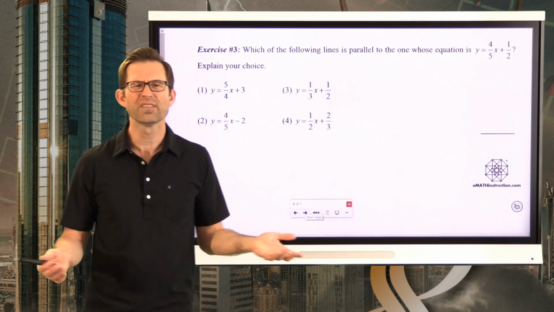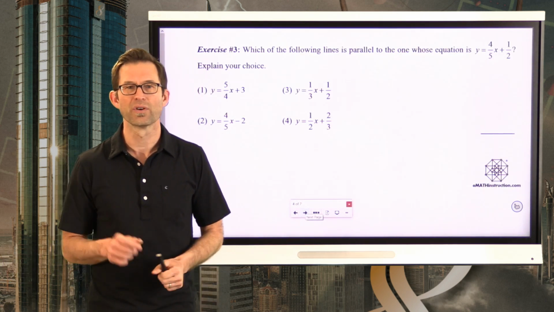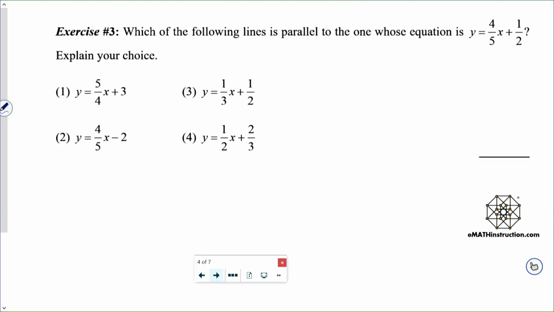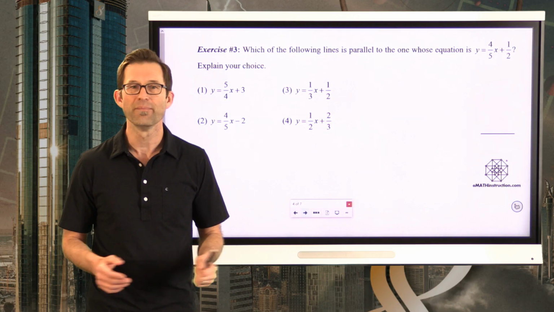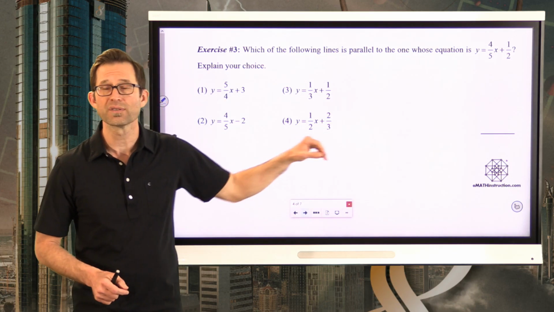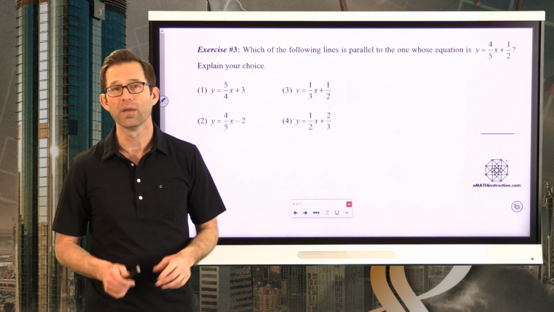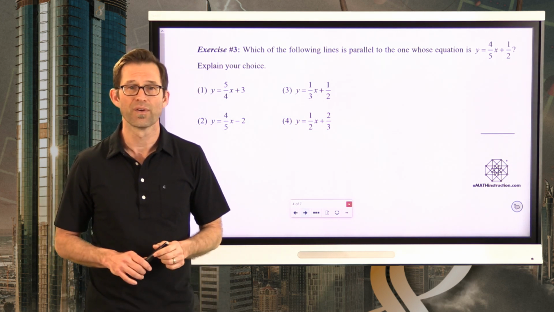Here we go. Nice multiple choice question just to make sure you have this idea. Exercise number 3. Which of the following lines is parallel to the one whose equation is y equals 4/5 times x plus 1/2? Explain your choice. All right, so one of these 4 choices would, when graphed, be parallel to that line. Which one would it be? Pause the video right now and see if you can figure it out.